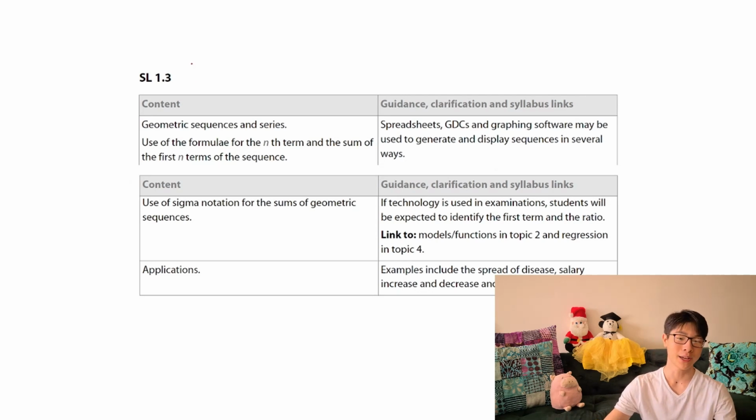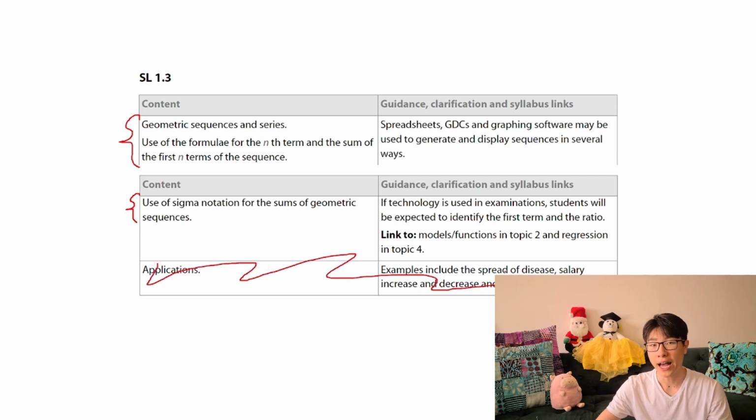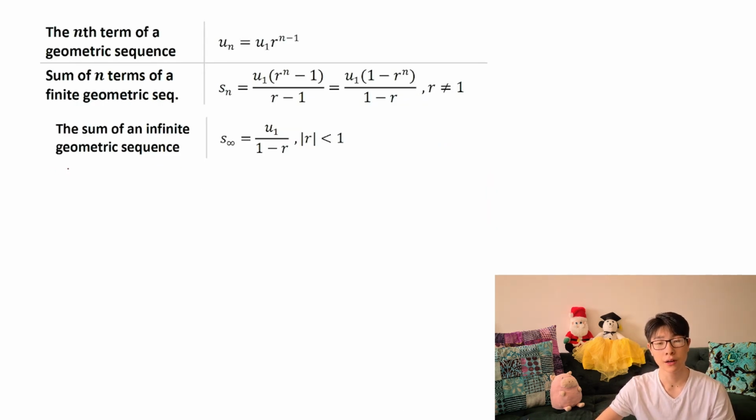Now, for 1.3, we have geometric sequences and series. So we're going to be basically covering a little bit of sigma notation. Applications, again, this is more for IAs and longer questions. So we're basically just going to try to cover the first couple dot points, and applications will be much easier that way. Okay, so here are the equations that we need to know for geometric series and sequences.